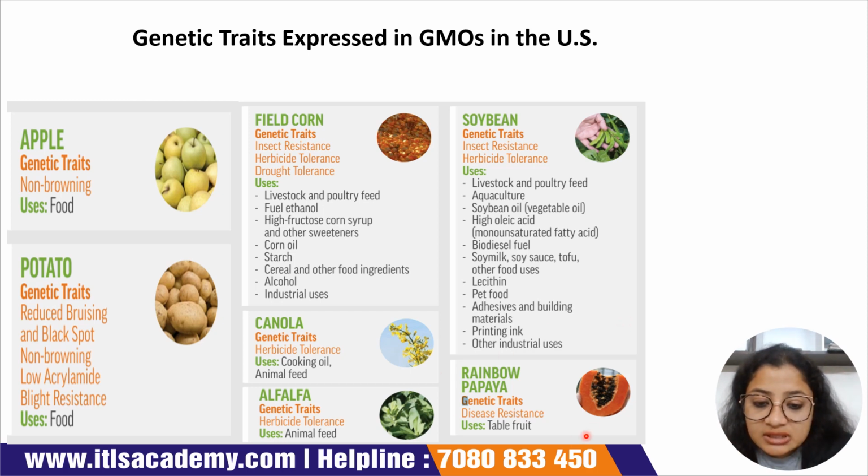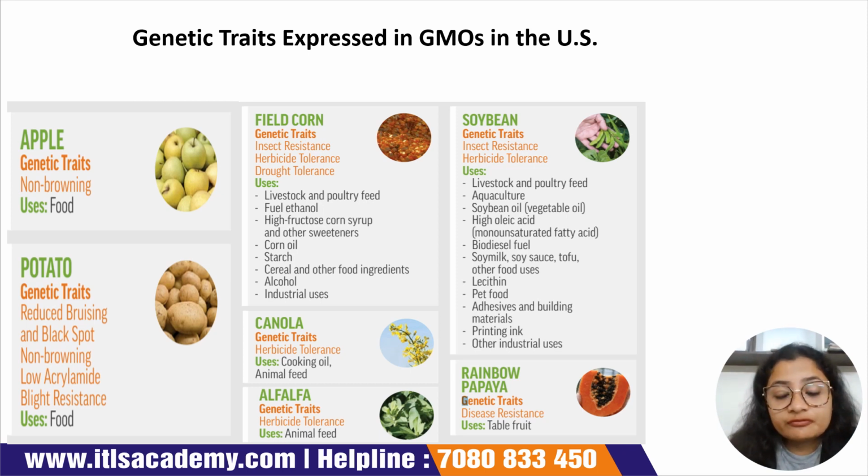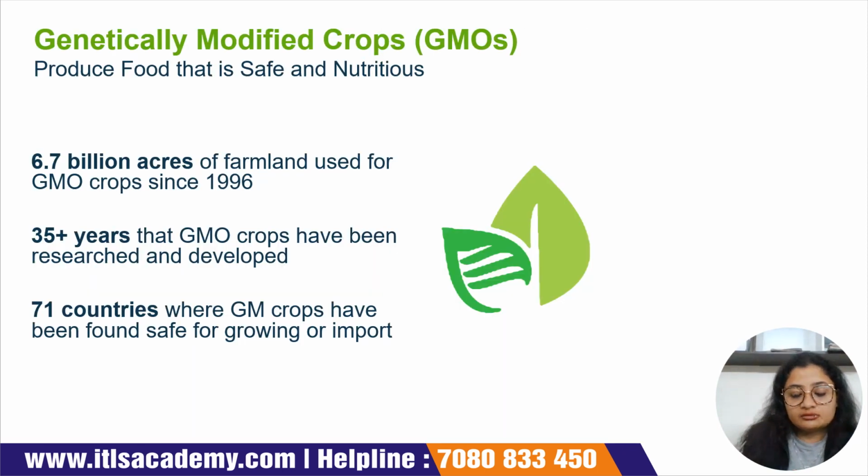And last but not least, we have rainbow papaya. The color is like that, hence it's known as rainbow papaya. Genetic traits will be disease resistance, and the use will obviously be table fruit. Papaya is a very good fruit actually. It's a very healthy fruit also.